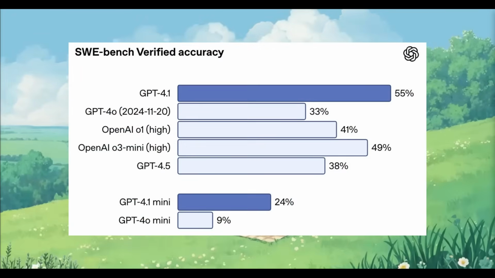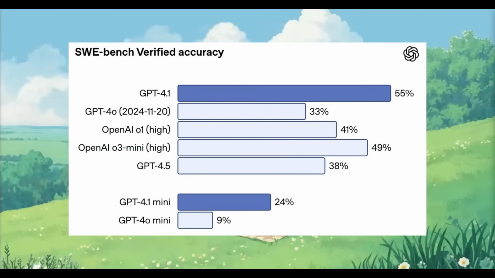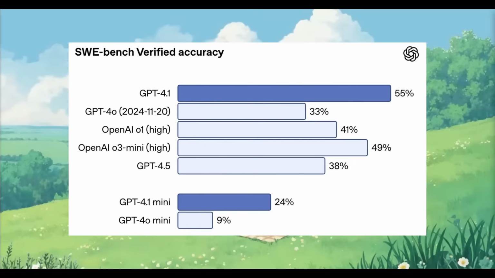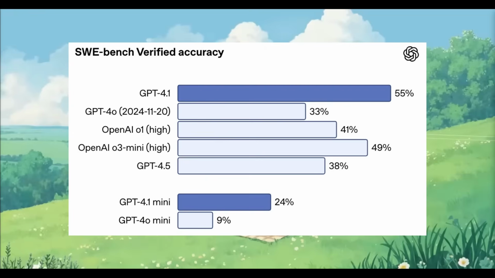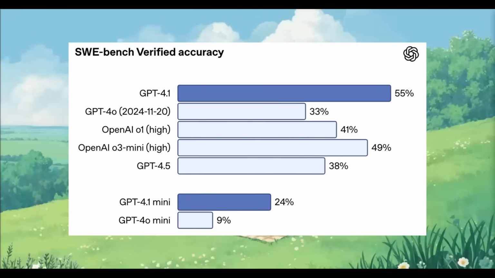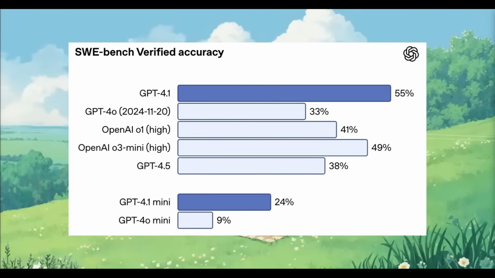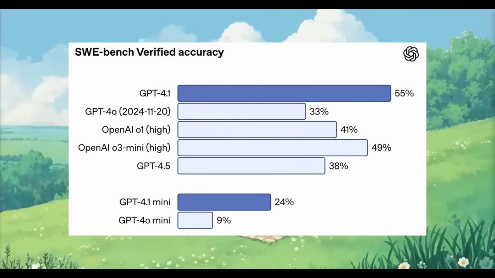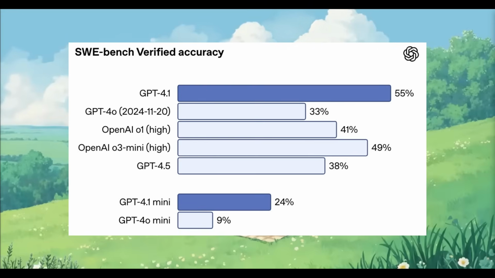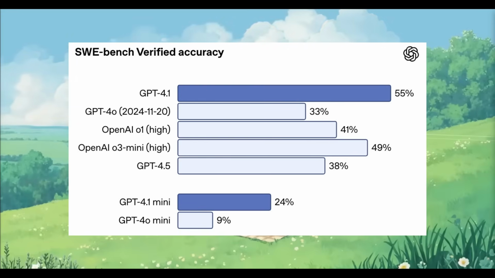In regards to coding, GPT-4.1 crushes it on the SWE-bench Verified test with a 54.6%, which is an approximate 22% improvement over GPT-4 Omni and even better than GPT-4.5. Instruction following, super solid. Long context, state of the art, which is insane.